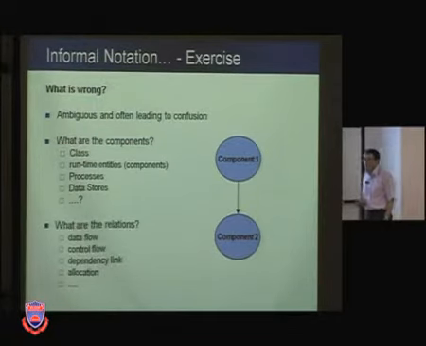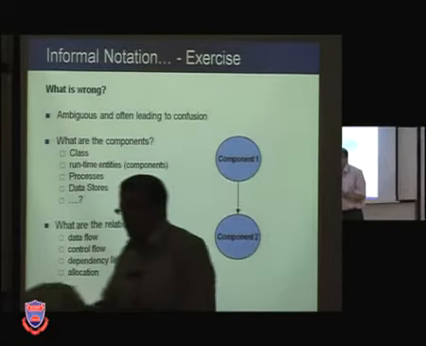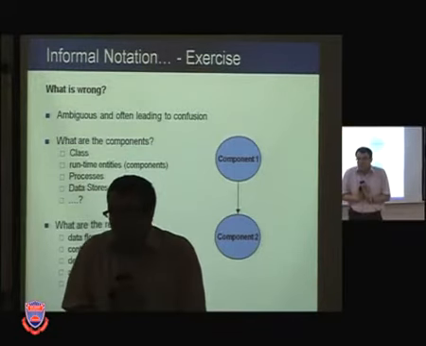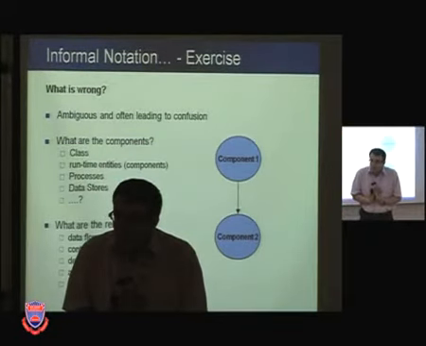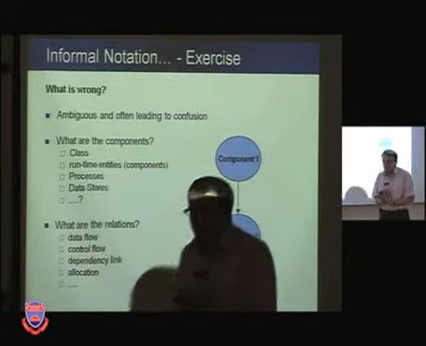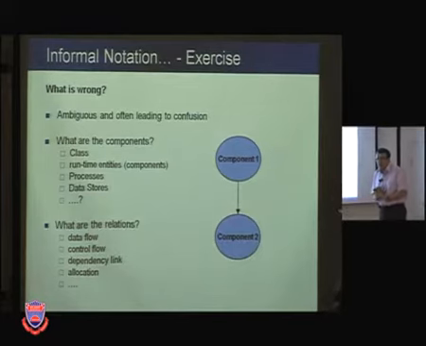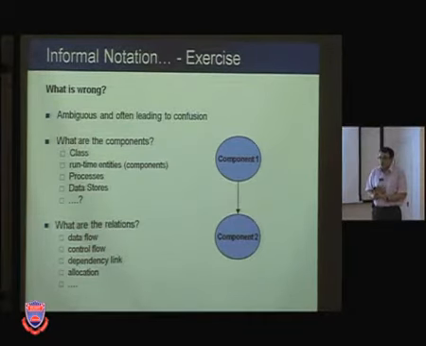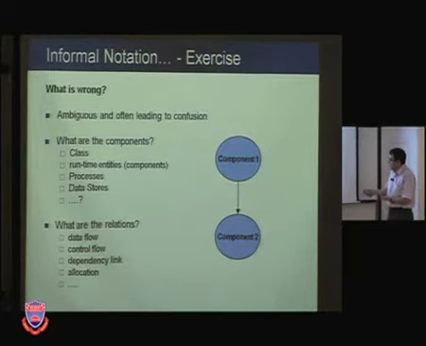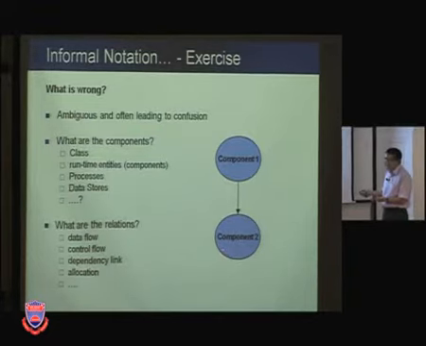It's open for multiple interpretations, and if something is open for multiple interpretations, of course you get confusion. But we said it should be a means for communication, so we failed there already. And we said it's a means for guiding the software development process. How can I guide the process if I don't know what these elements are? What are the relations? There's data flow, control flow, dependency link, allocation. It can be anything actually.